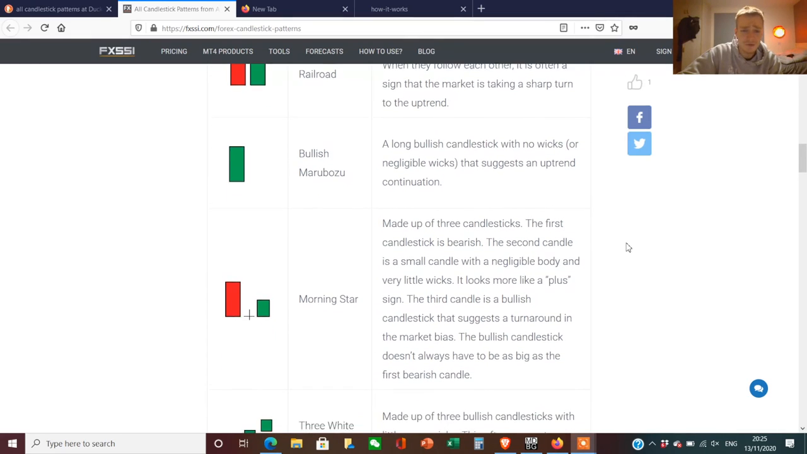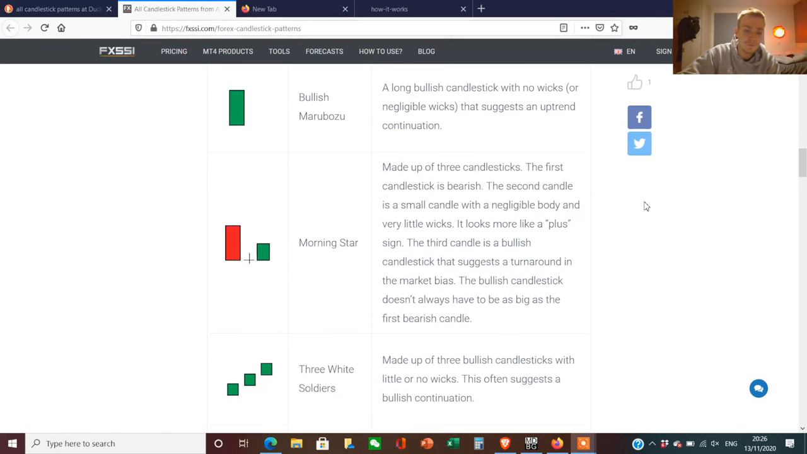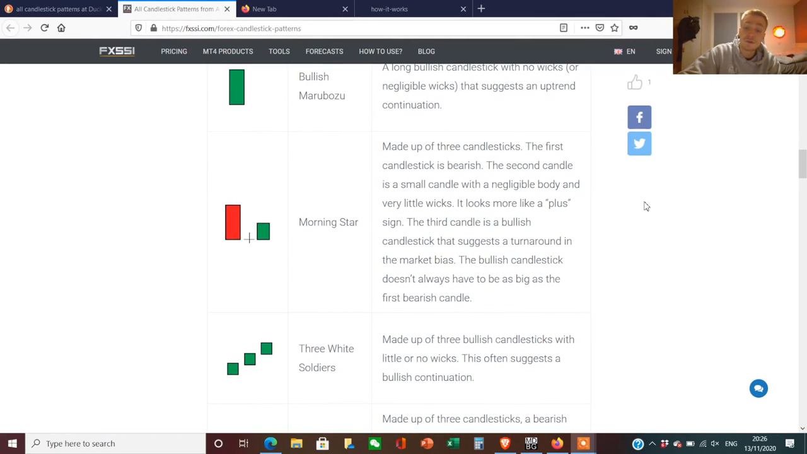I don't know if I can pronounce this. Bullish Marubozu, probably butchering that, but it's a long bullish candle with no wicks or negligible wicks, which would suggest an uptrend continuation. And next one is Morning Star.